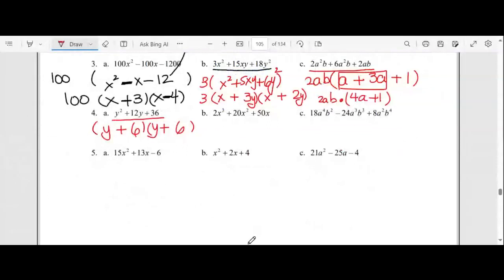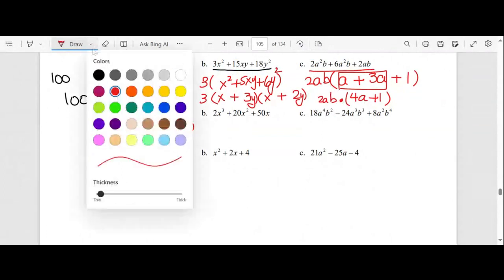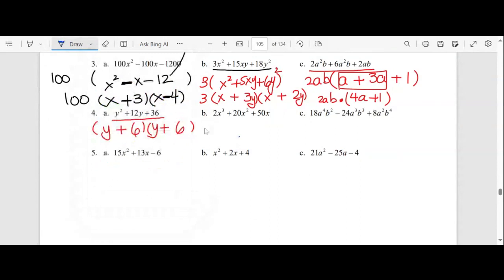2x cubed plus 20x squared plus 50x. What is common in all three? 2x. And what's left? X squared plus 10x plus 25. Can I factor the trinomial? Yes. And you're going to get what? X plus 5, x plus 5. And don't forget 2x outside.